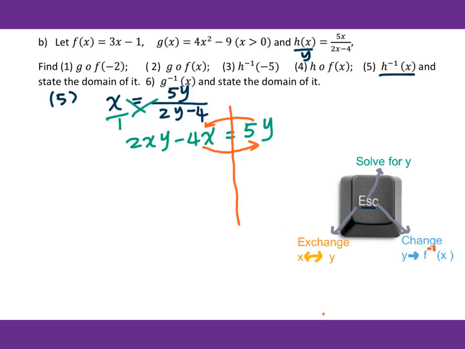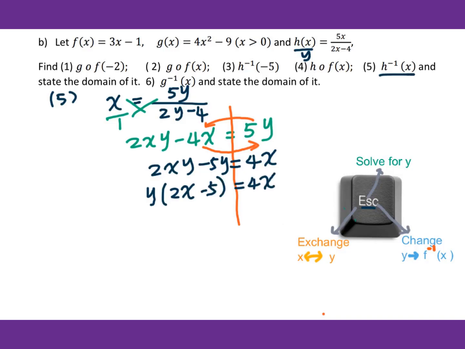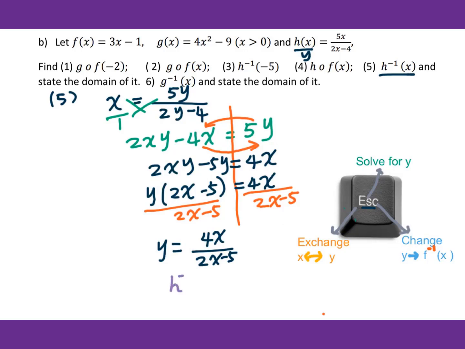So we will get 2xy minus 5y equals 4x. Then you factor y. You will get y times 2x minus 5 equals 4x. Then we divide by 2x minus 5. Then you will get y equals 4x over 2x minus 5. Last step, change y into inverse symbol. This is the inverse of h of x equals 4x over 2x minus 5.